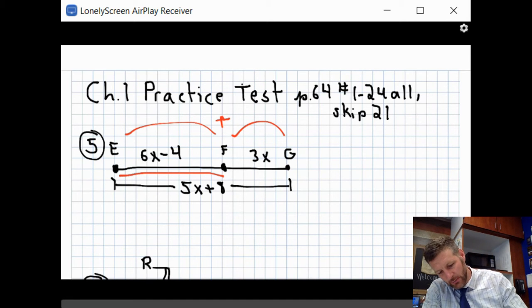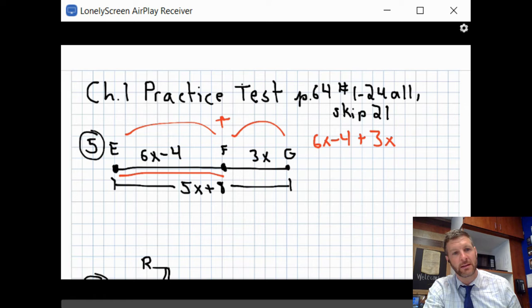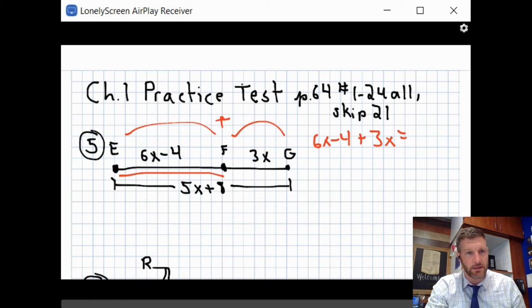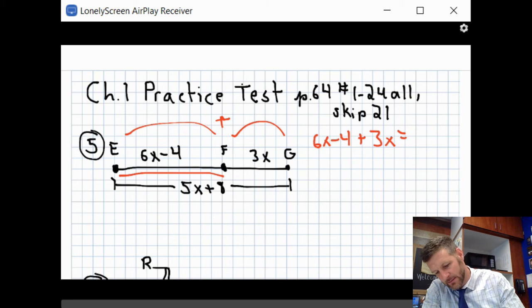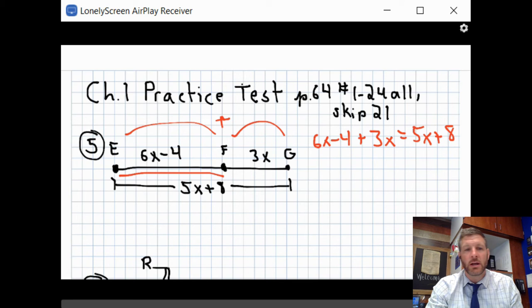So the correct equation here would be 6x minus 4 plus 3x. Those are the two segments that they've given us, EF and FG. They equal the entire segment from E all the way to G, of 5x plus 8. So that's your key starting point. Can you write the correct equation? Then it's just pure algebra from this point on.